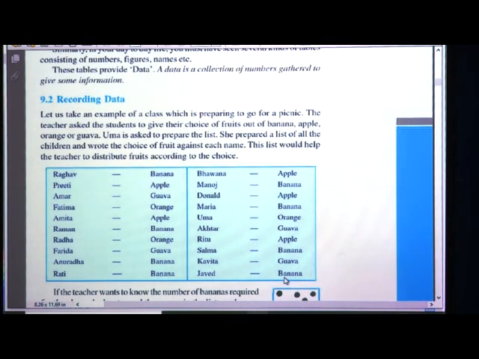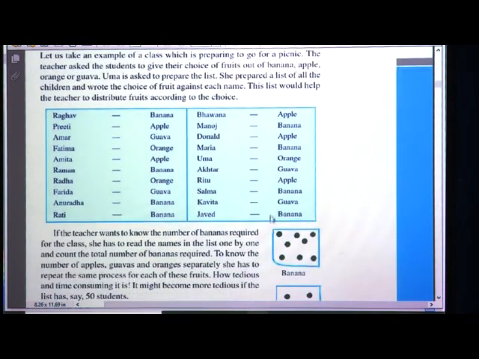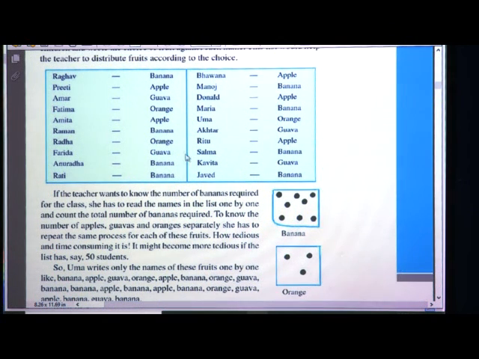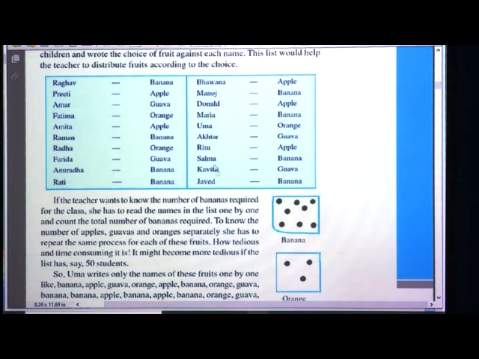So, she has made the list of the fruits liked by each student. Here is the list that we read out. If the teacher wants to know the number of bananas for the class, how many students like bananas, then the number of apples, guavas and oranges, she has to read the names in the list one by one and count the total number of bananas required. So, now we have the list here.